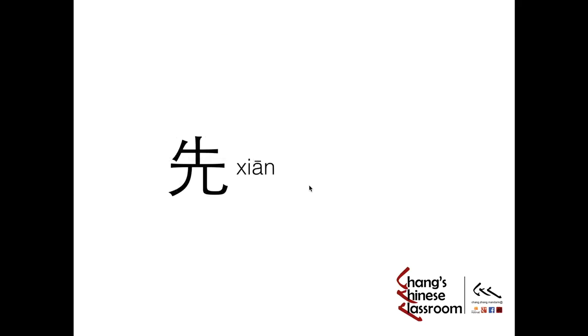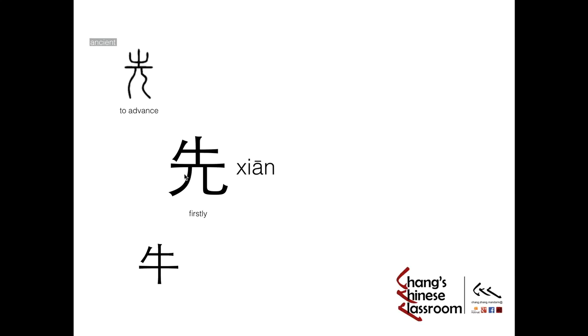Next one, 先. I like this character particularly. This is the original picture. This, I've been told, is to stop, and this is a road. So it's kind of like you're looking towards your destination and you should go ahead, to advance. And later evolved the meaning firstly.